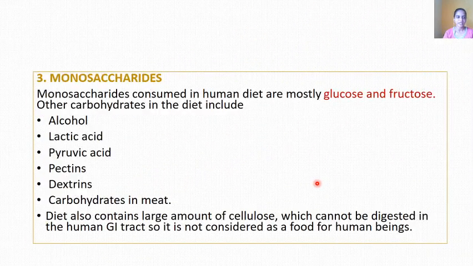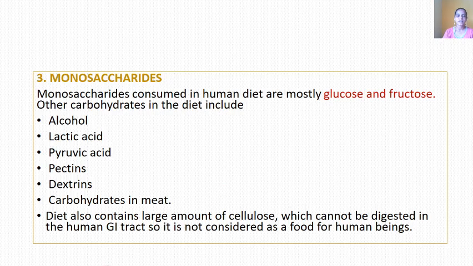All three are disaccharides. And then there is also monosaccharide. Monosaccharides are simple sugars, the simplest form of sugar that cannot be further broken down. Basically they are glucose and fructose, sometimes even galactose. In addition to that, there are other simple compounds like alcohol, lactic acid, pyruvic acid, pectins, dextrins, etc.